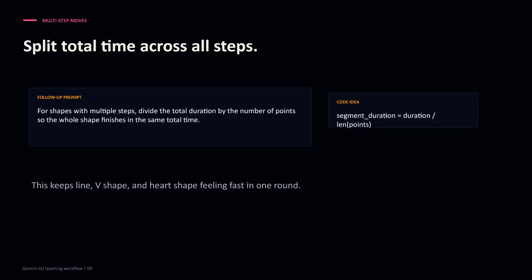Some symbols have more steps than others. A line has one step. A V shape has 2 steps. A heart has several steps. To keep the full action fast, each step gets a shorter time.